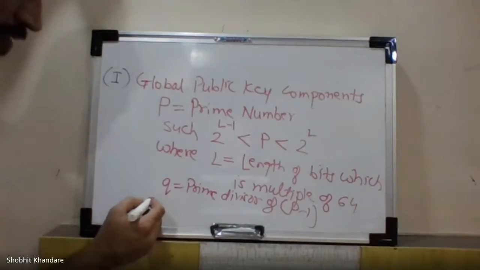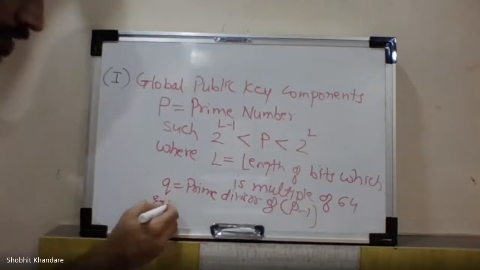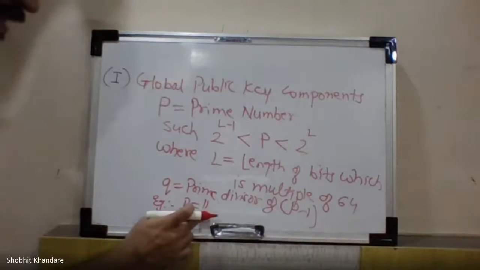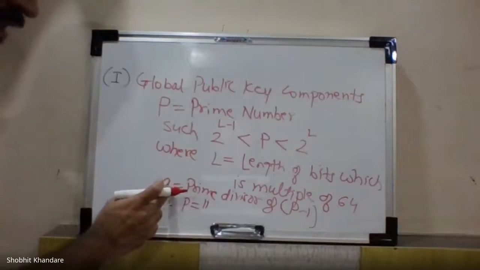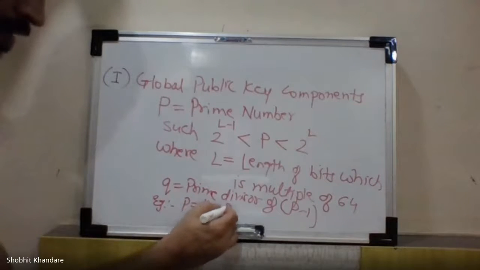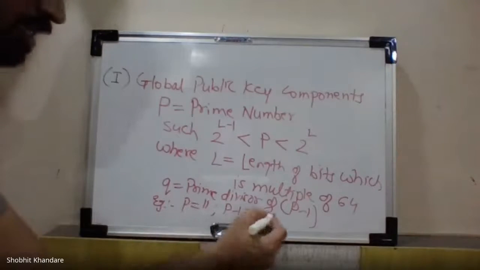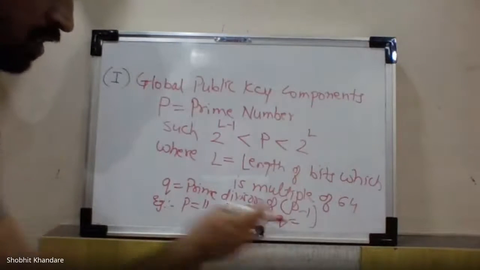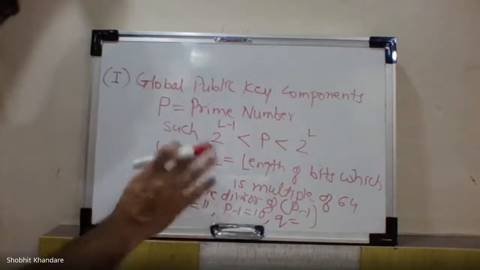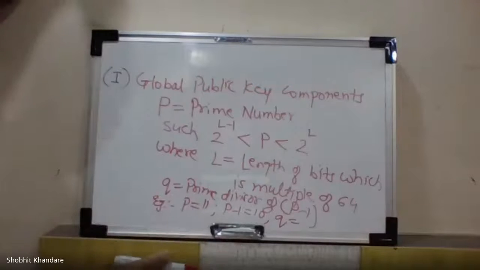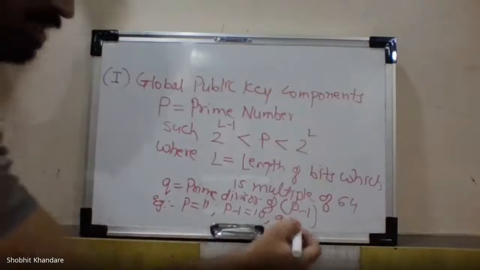For example, if my p is 11, then p minus 1 becomes 10. Then what is q? It should be a prime divisor. 2 will not work, 4 will not work, 6 will not work, 5 will work. So 5 2s are 10. So can I say q will be 5?